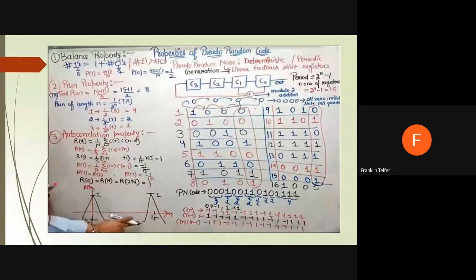So likewise you can determine the runs from the run properties, from left to right, how many runs you have, similarly for a bit period of zeros and ones. So the third one is the autocorrelation property.